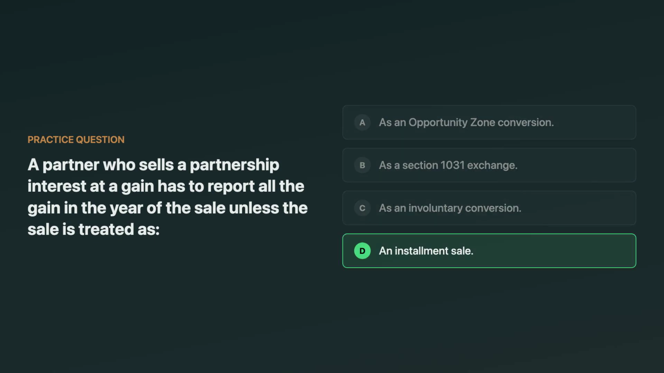The correct answer is an installment sale. A partnership interest can qualify for installment reporting, so gain is recognized as payments are received. The tempting wrong answer is Section 1031 because people associate it with deferring gain, but partnership interests are specifically excluded from like-kind exchange treatment. Also remember, even with an installment sale, the hot asset piece under Section 751 can still be ordinary income.